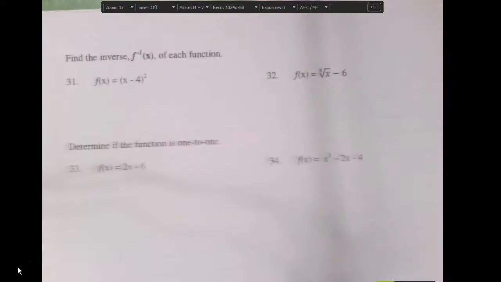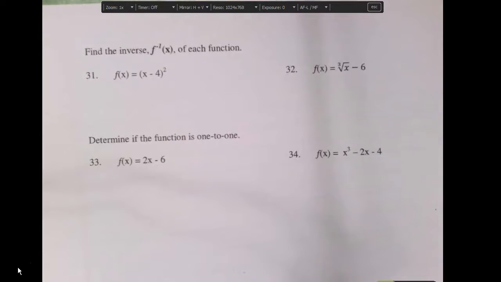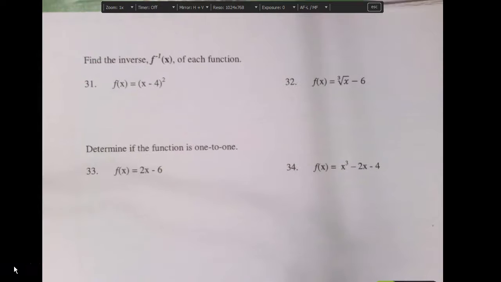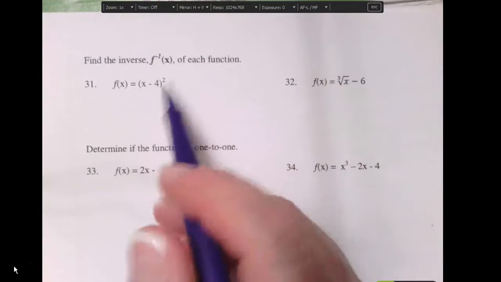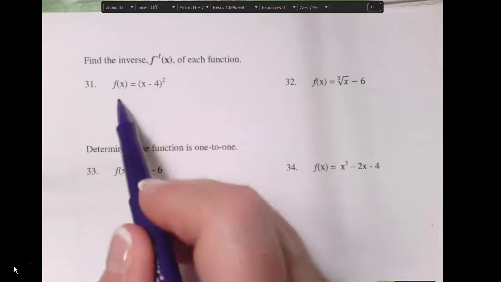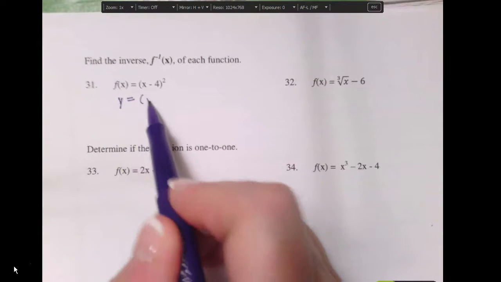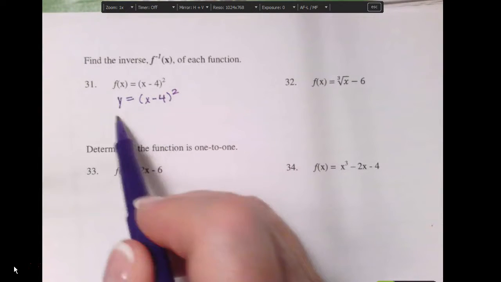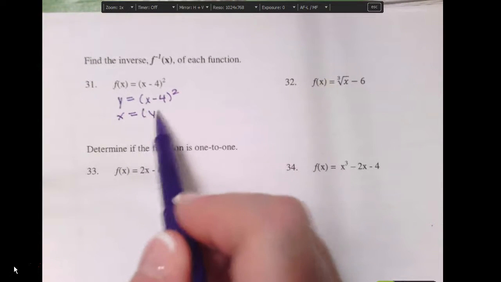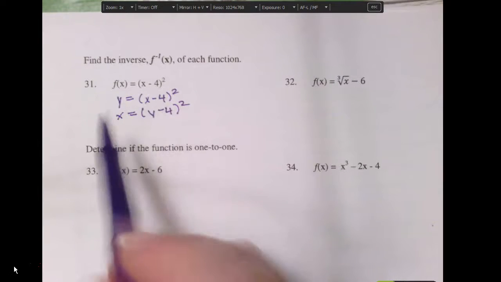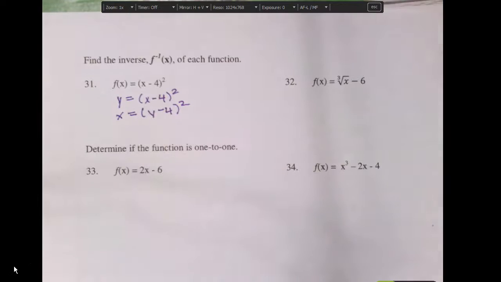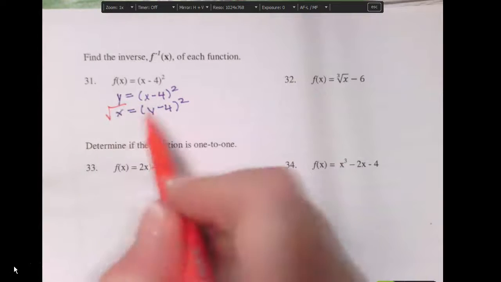Alright, last page, and I think I'm going to hopefully make it under the 20-minute mark. So to do an inverse, we're going to switch this to y, and then we're going to flip-flop the locations of x and y. Then I need to get this y by itself. So I think the best way to do that is to square root both sides.